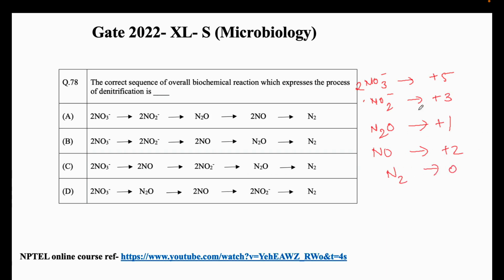So if you arrange this, it is matching with option B, right? Plus 5, plus 3, plus 2, plus 1 and 0. So this is the denitrification process. This is the process of denitrification. Okay, this is the overall biochemical reaction.